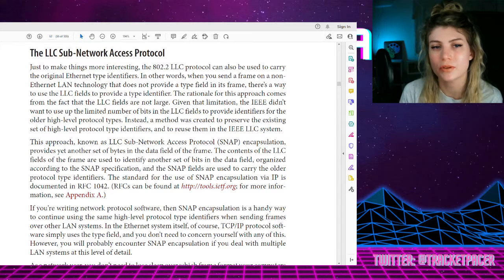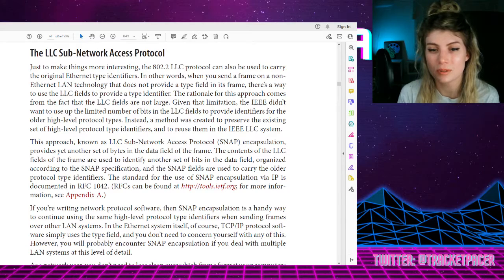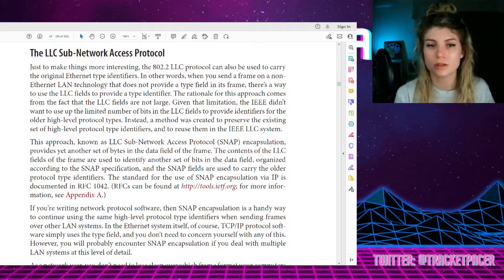This approach, known as LLC Subnetwork Access Protocol or SNAP encapsulation, provides yet another set of bytes in the data field of the frame. The contents of the LLC fields of the frame are used to identify another set of bits in the data field, organized according to the SNAP specification, and the SNAP fields are used to carry the older protocol type identifiers. The standard for the use of SNAP encapsulation via IP is documented in RFC 1042. I won't go there, but it would be interesting to read on the side for sure.